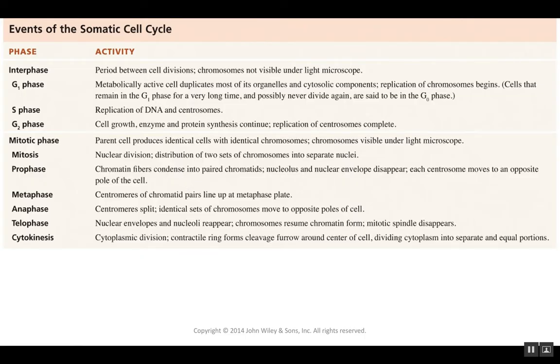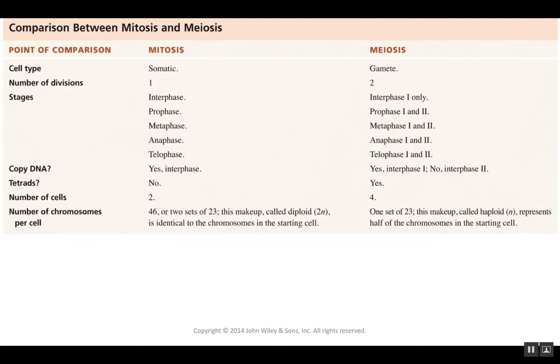If we compare that to meiosis, meiosis does not produce identical cells. Meiosis is how we produce gametes, sperm and egg. So when we compare mitosis and meiosis, we need to know what cells do this. So mitosis is the somatic cells. Those are cells of your body, cells other than sperm and egg.